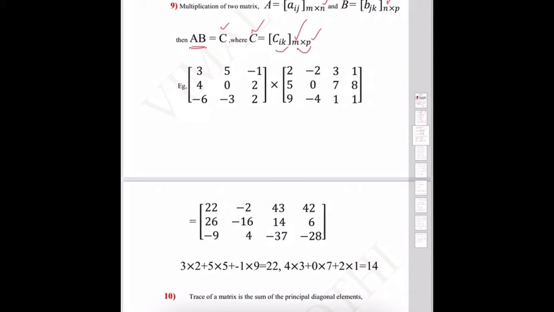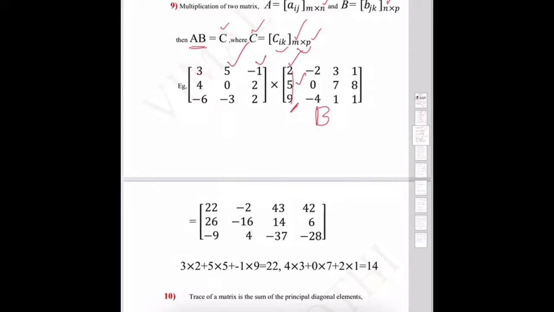Then, example. Suppose this is a matrix A and this is a matrix B, and suppose this is a matrix C. Then how is the matrix multiplication done? First row multiplied by first column, that is 3 into 2 plus 5 into 5 plus minus 1 into 9, which equals 22. See, the first entry is 22.